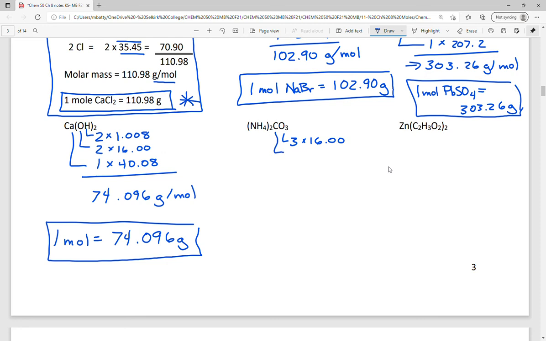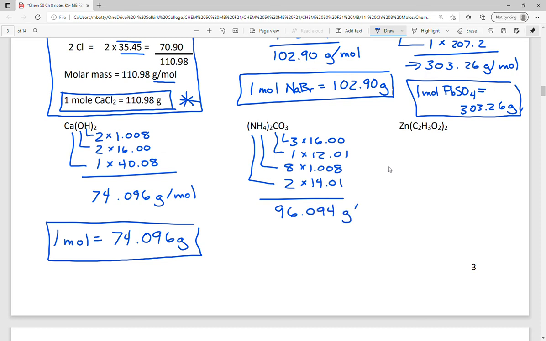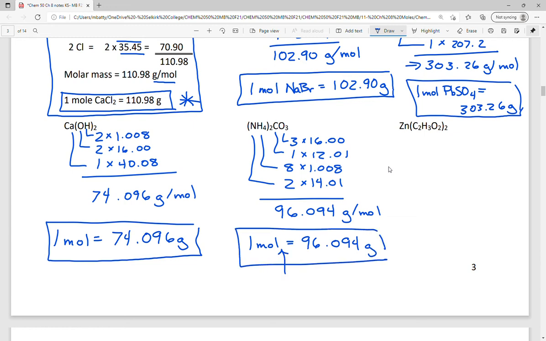Try these ones. I'll write out the answers. Watch how the numbers kind of multiply up. I like showing my work because then I can take a look to see that I got everything in there. And then I use my calculator to add these all up. If you want to show your work, you sure can. The units on molar mass is always grams per mole, and it can be a conversion factor. So 1 mole of the ammonium carbonate is 96.094 grams.